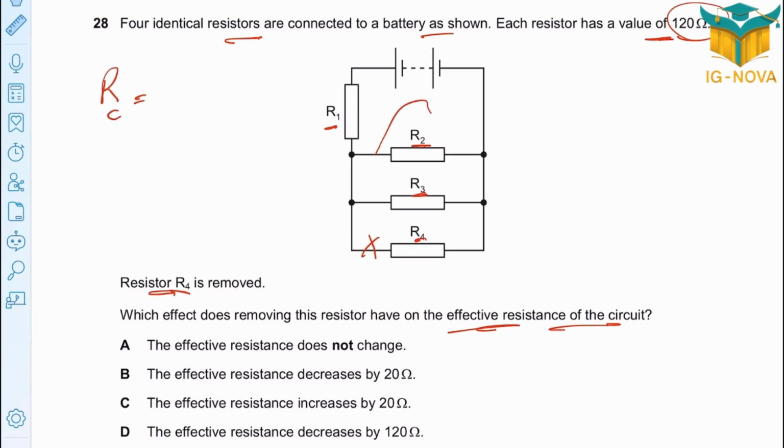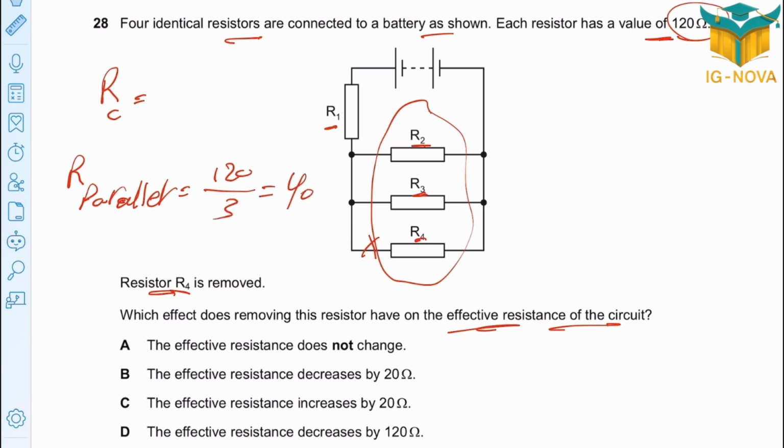First, you have R2, R3, R4 in parallel. So R in parallel equals, as they are equal, one of them, 120 over the number, which is 3. So total R is 40 ohms for this parallel. And R1 with this R in series, I'm going to add them. 40 plus 120 will be 160. This is by using R4.